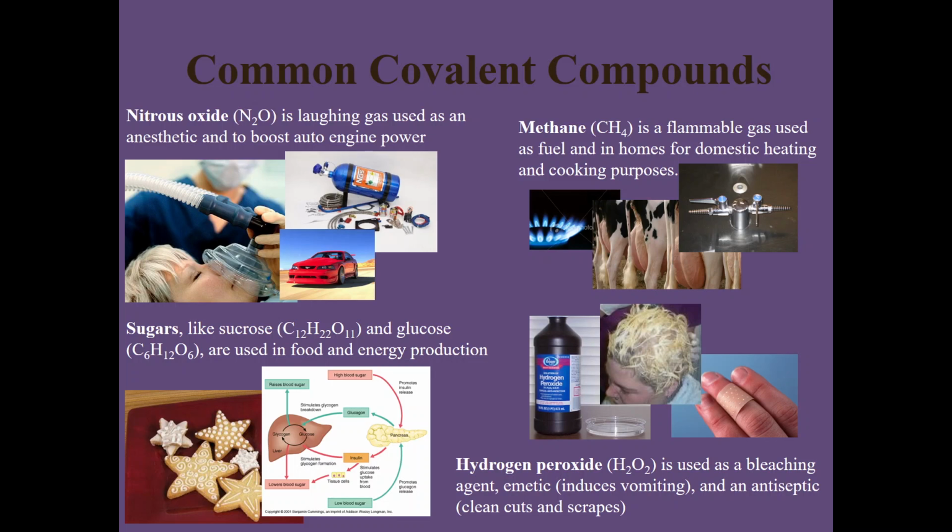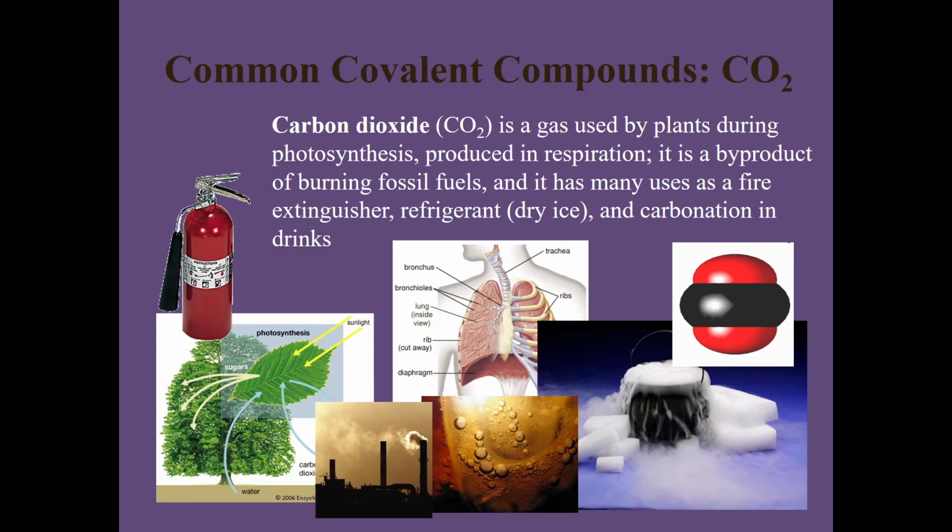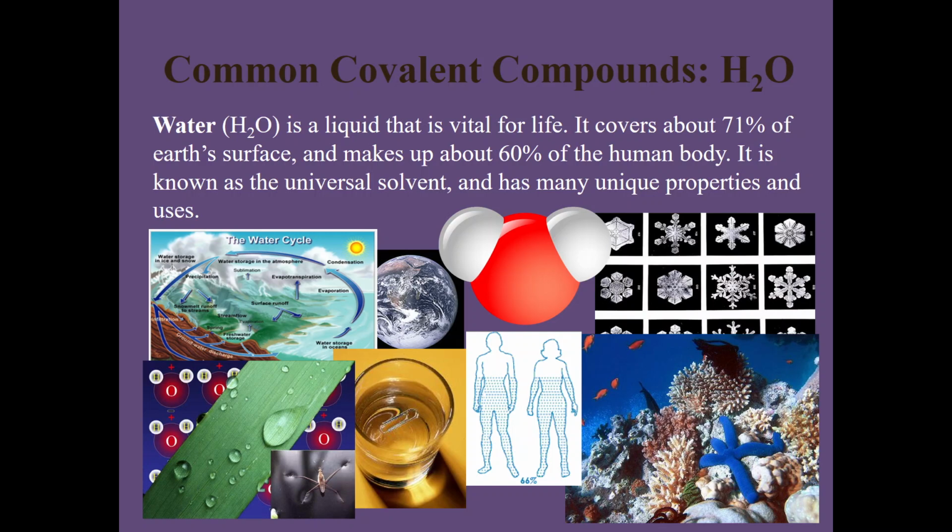So nitrous oxide is the laughing gas used as an anesthetic and to boost auto engine performance. Methane is a flammable gas used in fuel and homes for domestic heating. This is your natural gas you get at your house. Sugars like sucrose and glucose are used in food and energy production. Hydrogen peroxide is used as a bleaching agent and other things. Carbon dioxide is the most common example of a covalent bond. It's a gas used by plants during photosynthesis, produced in respiration. Water is also a very common covalent compound. Water and carbon dioxide are the two most studied compounds that we'll look at for covalent bonds.